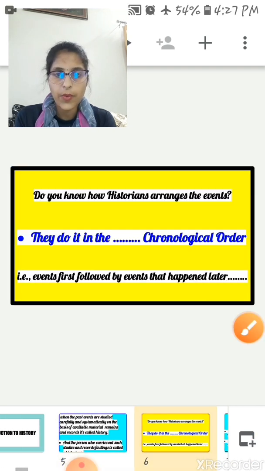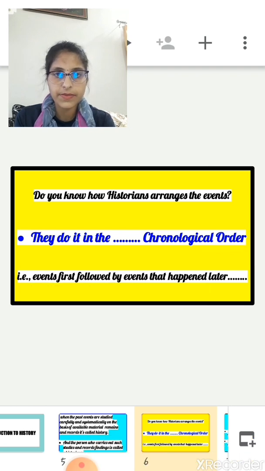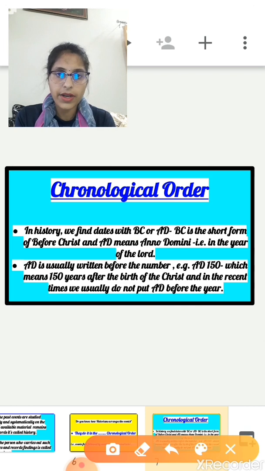Now, do you know, students, how historians arrange these events, that means the past events? Yes, they do it in chronological order, right? They do it in chronological order. That is, events that happened first are followed by the events that happened later.